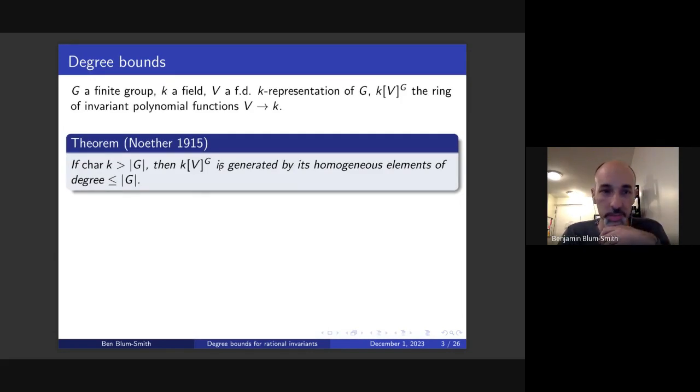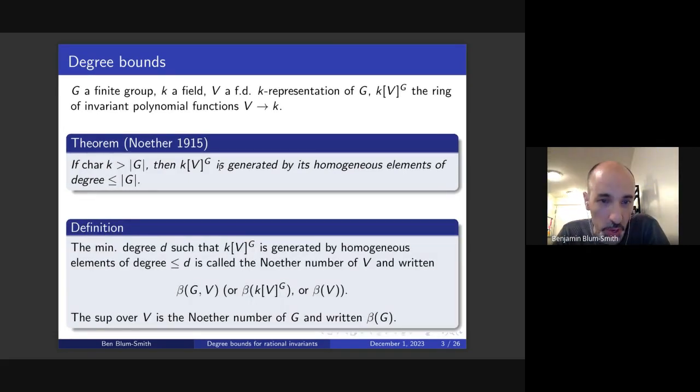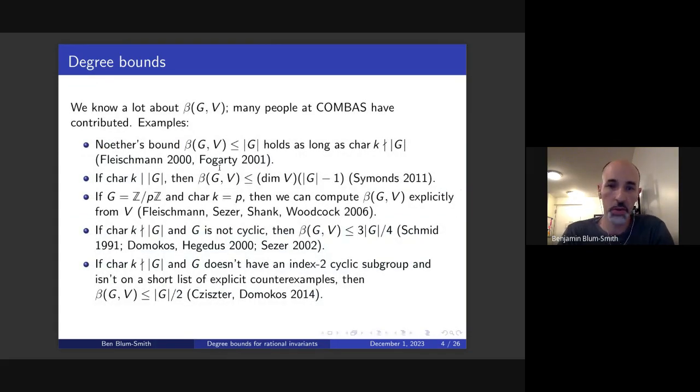The Noether bound: we know a priori from Noether that the algebra of invariants is generated by its elements of degree at most the order of G, and because of this, we have a name, beta, for the degree you have to go up to before you've collected enough invariants to generate the ring. We know a lot about this number. Many of you have participated in the program to study this number. This is just a smattering of results from the last 25 years about it, but actually several of the talks that have already happened in this conference include results about beta. So we love this thing.